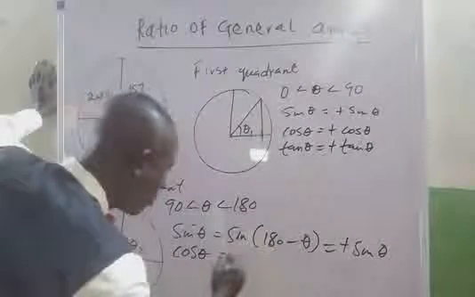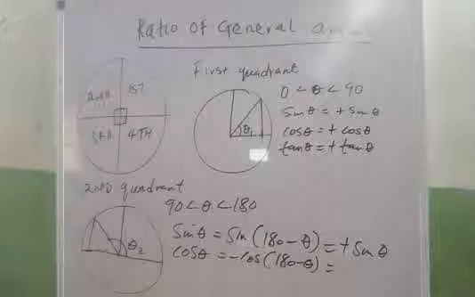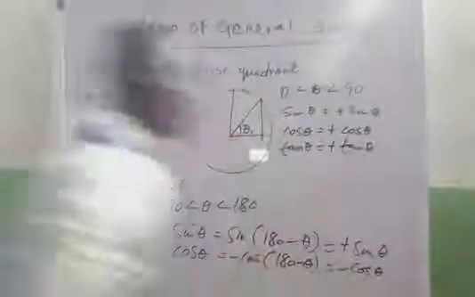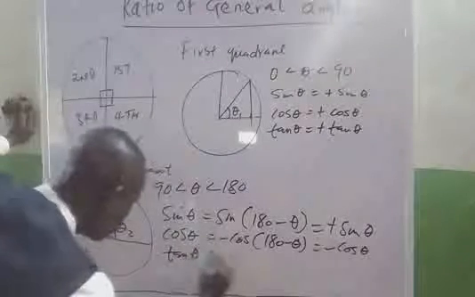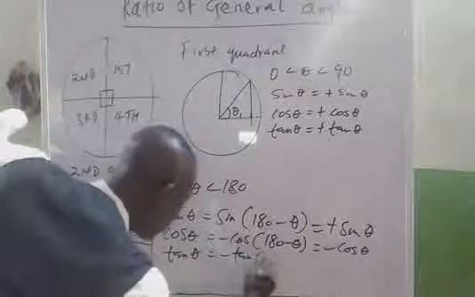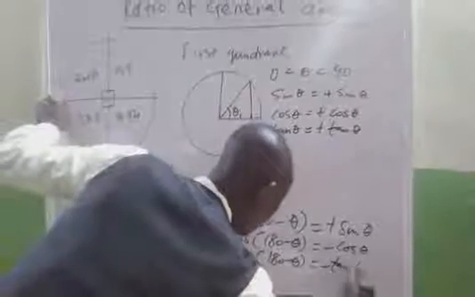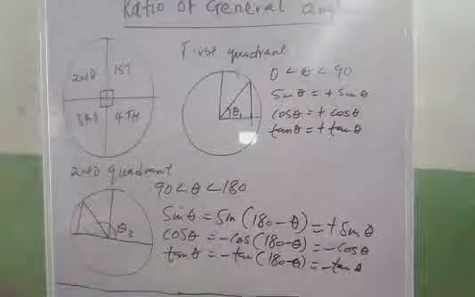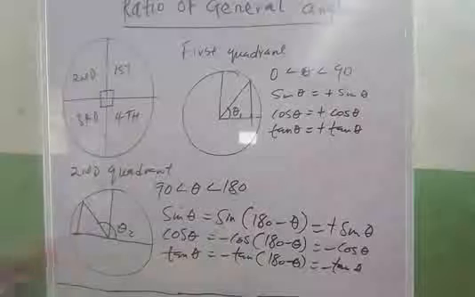Cos theta is minus cos 180 minus theta, and that will be the same thing as minus cos theta. So whatever you get, you take the negative value of it. Then we have tan theta. Tan theta is minus tan 180 minus theta. And so in the second quadrant, that's tan theta. Now, in the second quadrant, only sine is positive, cosine and tan are what? Negative. Take note of that in the second quadrant.